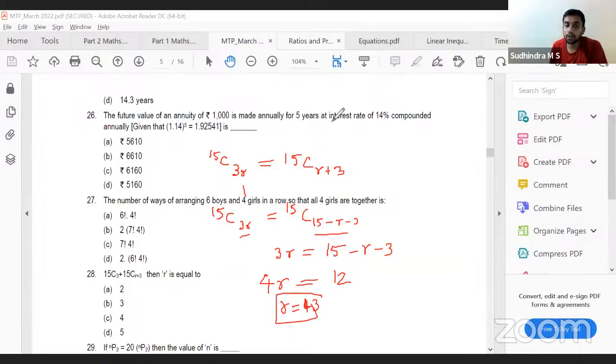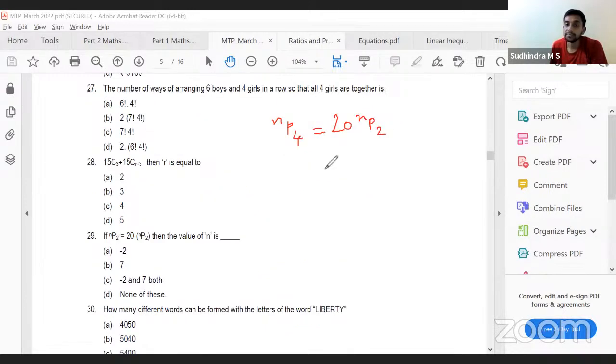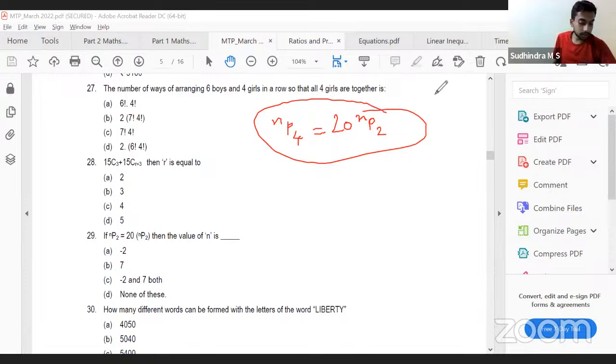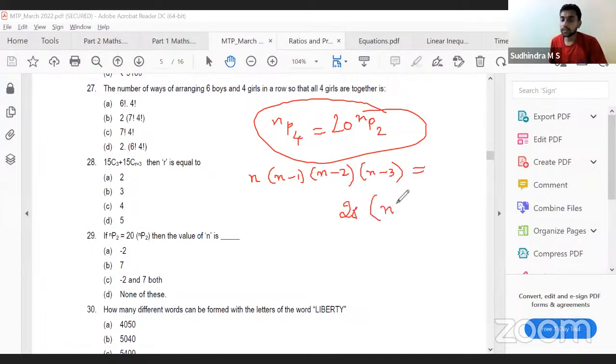The next one, again the question is wrong. nP4 is equal to 20 into nP2. So what is the value of n? nP4 is n into (n minus 1) into (n minus 2) into (n minus 3). 20 into nP2 is 20 into n into (n minus 1). So I'll take out this common part. So (n minus 2) into (n minus 3) is 20.